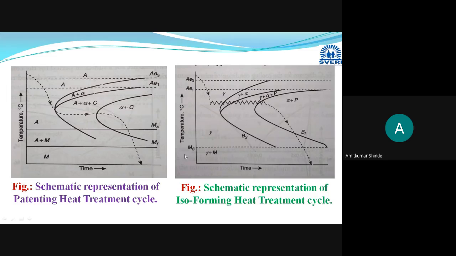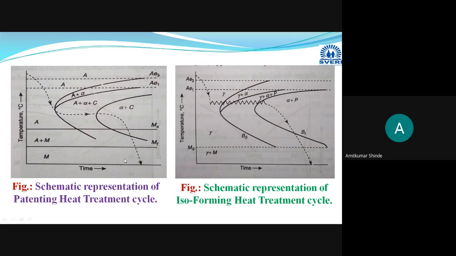from these two cycles, patenting and isoforming. Isoforming will provide you the better toughness, and it will make that steel material suitable for further wire drawing operations or different drawing operations. It will improve the toughness and ductility. These two will be used for improving the toughness and ductility to the highest values.